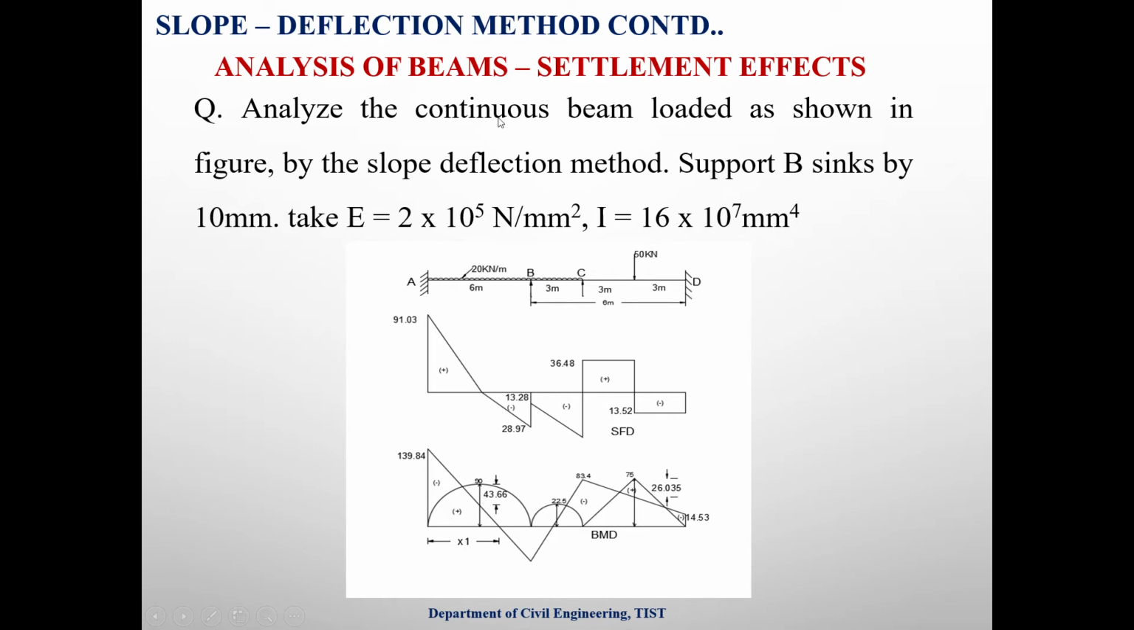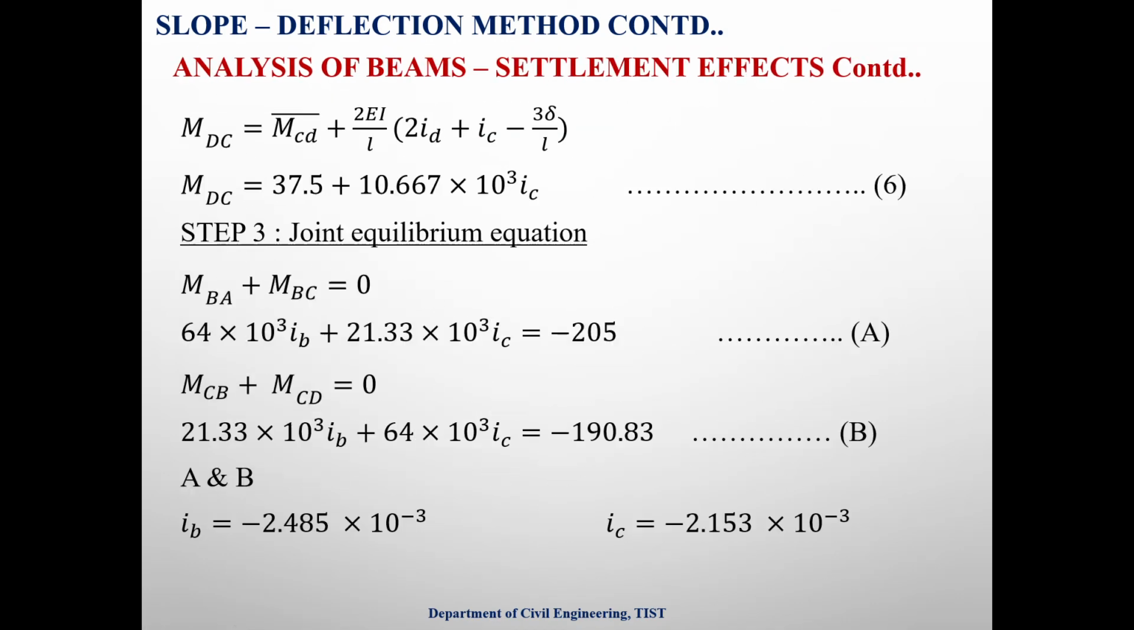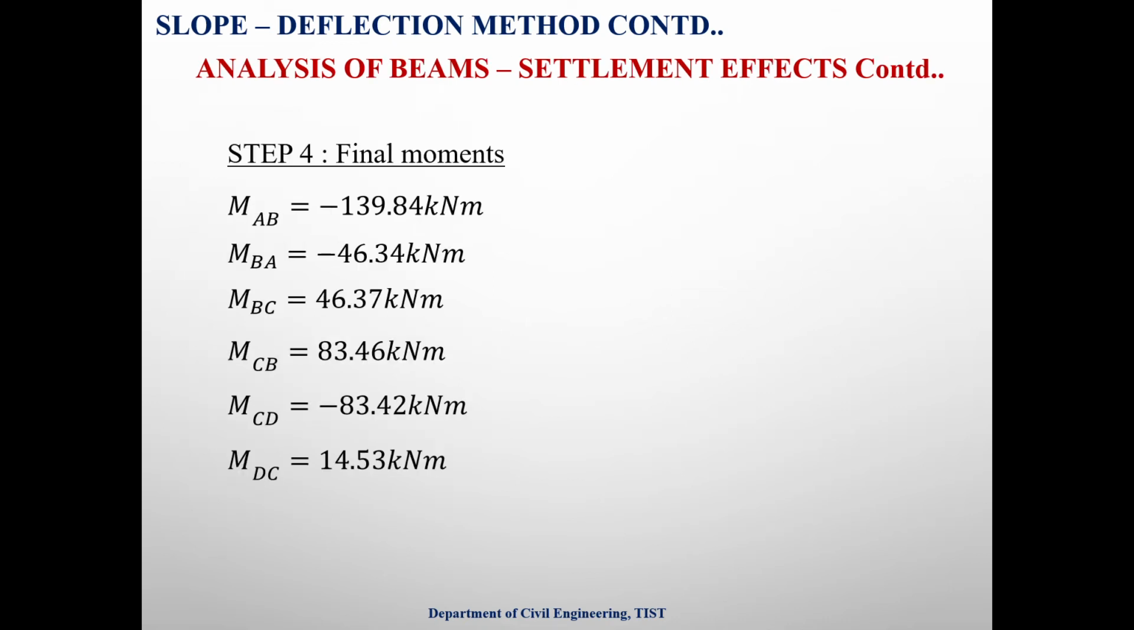We have only two unknowns here, since θA is equal to 0 and θD is equal to 0. The two unknowns are θB and θC. In order to find these two unknowns, we need two equations. What are these two equations? MBA plus MBC is equal to 0 and MCB plus MCD is equal to 0. By using these two joint equilibrium equations, we can find the value of θB as this and θC as this. Substituting the values of θB and θC in the slope deflection equations of step number 2, we will get the final moments like this.